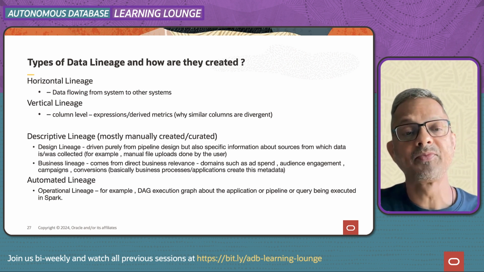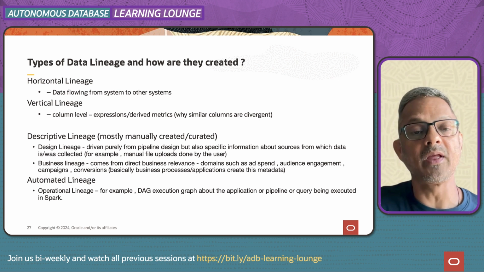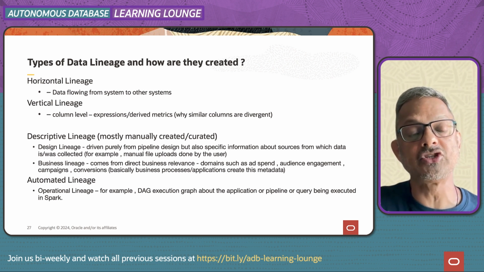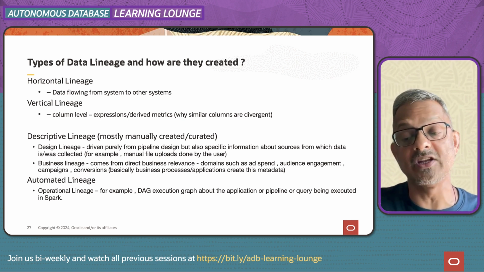So descriptive, automated, and that's basically the difference. That's the way we see it. In the catalog, a majority of the information comes from the automated lineage. We collect the data from query and application execution engines.